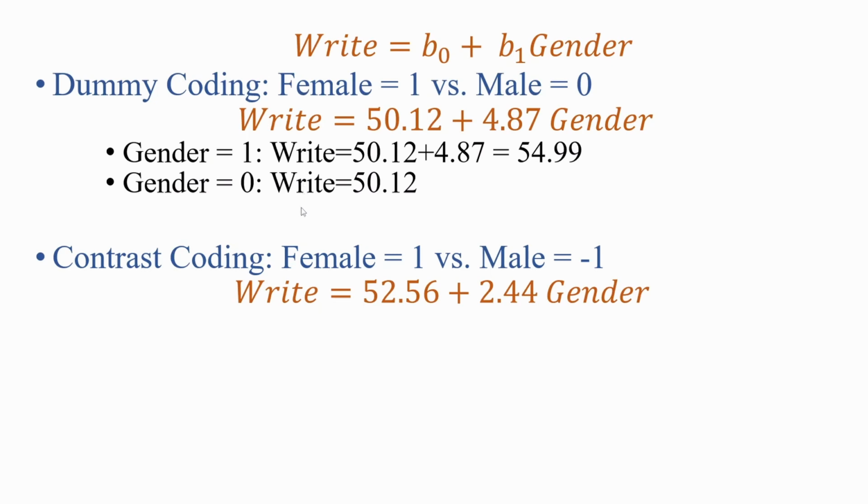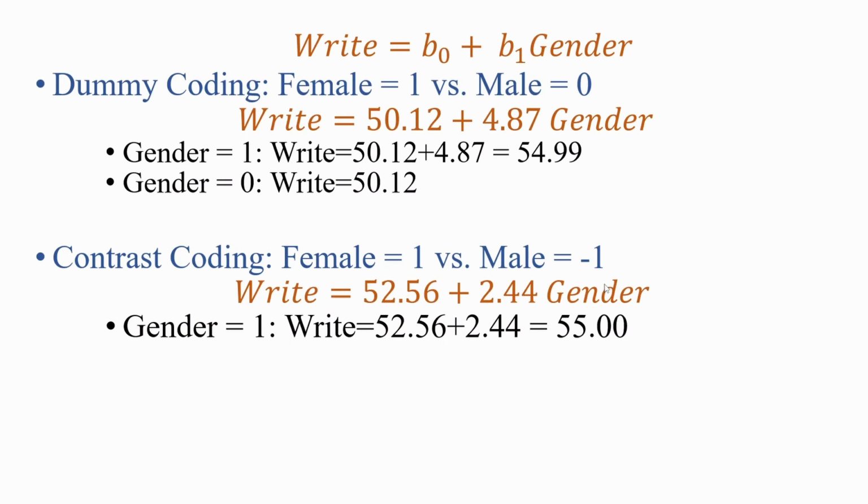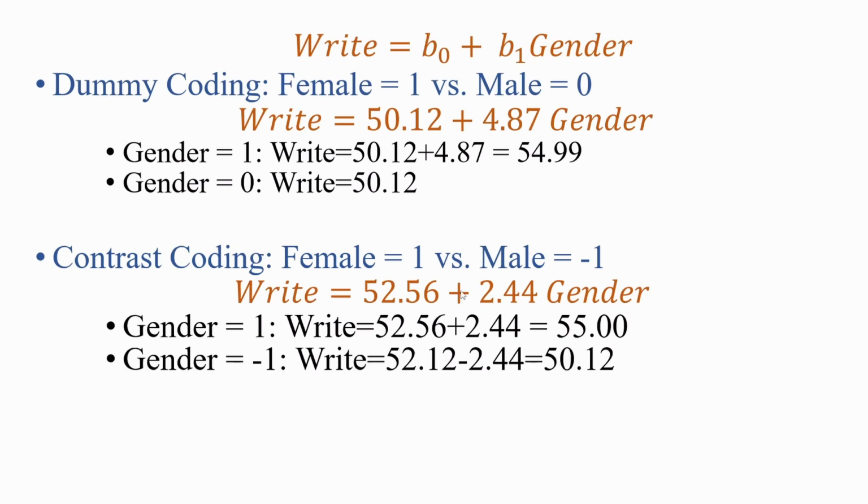We can do a similar thing for the contrast coding. We replace gender with 1 to represent the female. We can see that now this is 55, basically the same. This is just rounding error, rounding differences. So we can see that the female part is the same. And for the male part, we replace gender with -1, and we also get 50.12. So this is the same. So we can see that regardless of dummy coding or contrast coding, we actually get the same result.